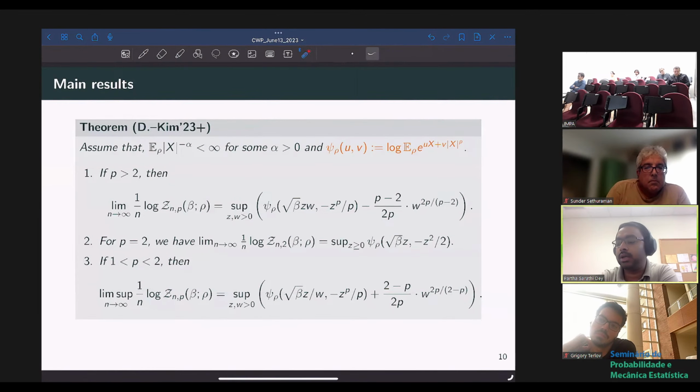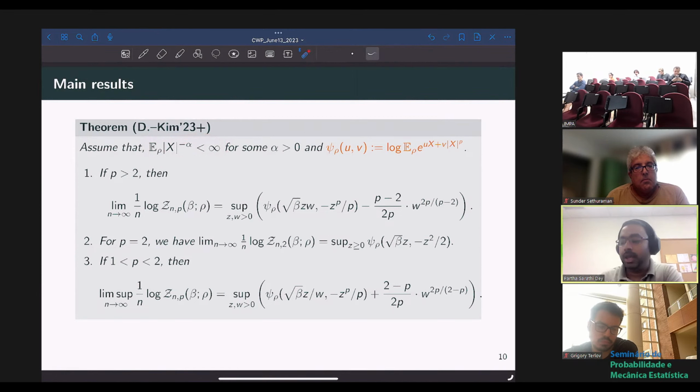So the first one is to try to understand the behavior of the log-partition function. Here I'm using a different script Z, basically the same, but with a small change. The first thing we need is that x should not have a lot of mass near 0. So for some positive alpha, we have 1 over |x|^alpha finite moment. One can think about near 0, for example, if near 0 we have constant density, like positive density, or no mass, this is fine. So that's the assumption we need.